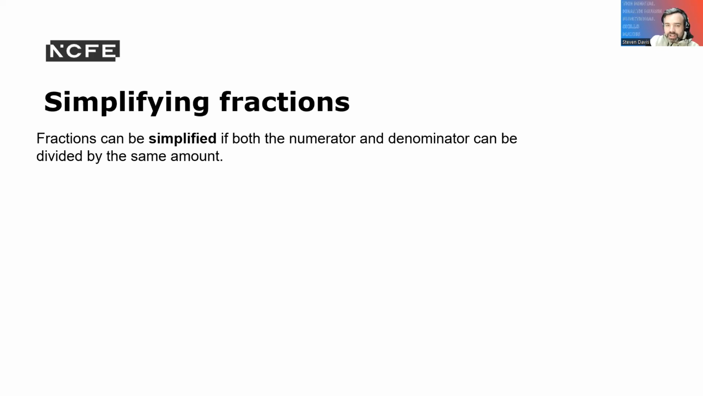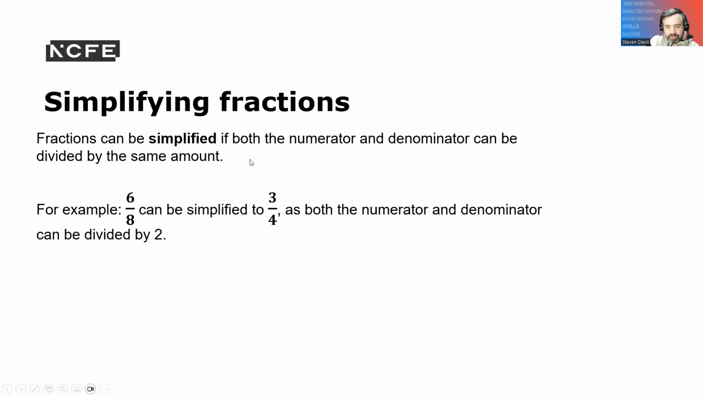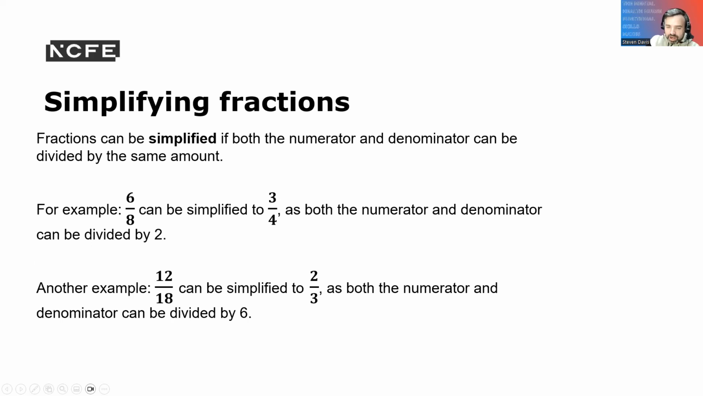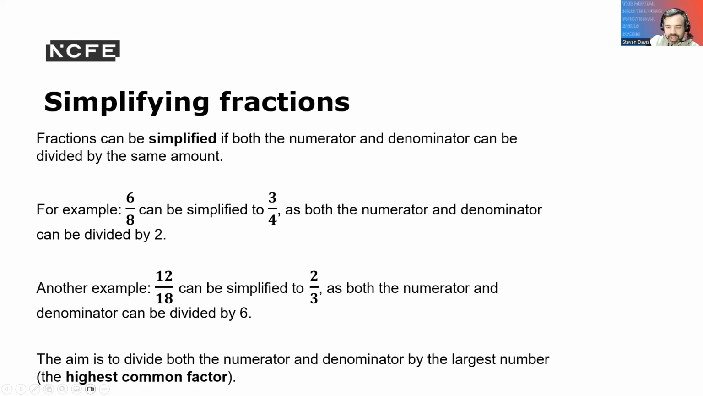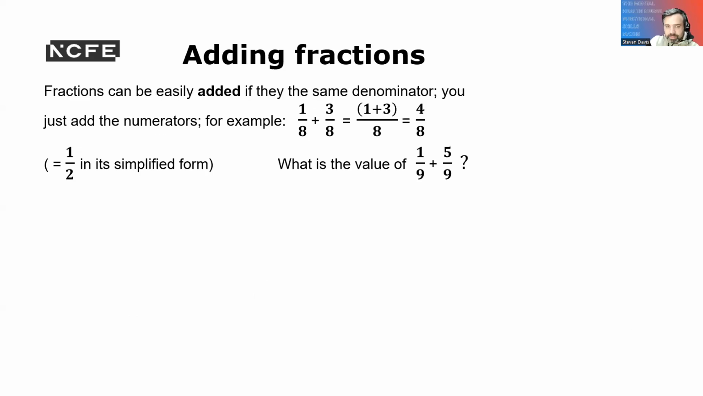Fractions can be simplified if both the numerator and denominator can be divided by the same amount. For example, 6/8 can be simplified to 3/4, as both numerator and denominator can be divided by 2. Another example is 12/18 can be simplified to 2/3, as both numerator and denominator can be divided by 6. The aim is to divide both numerator and denominator by the largest number, the highest common factor.